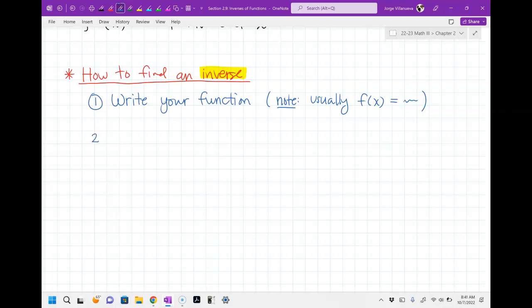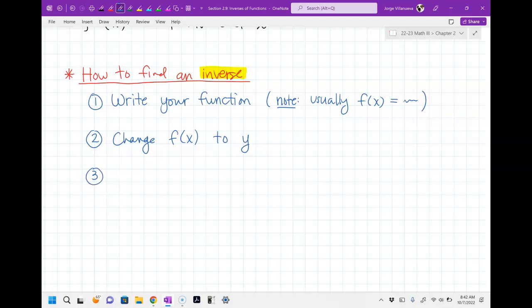Step number 2: change f of x, or maybe it's h of x or g of x or whatever, change the function to y. Literally relabel it. Instead of f of x equals, let's say, x plus 1, write y equals x plus 1. So you're going to change f of x to y.